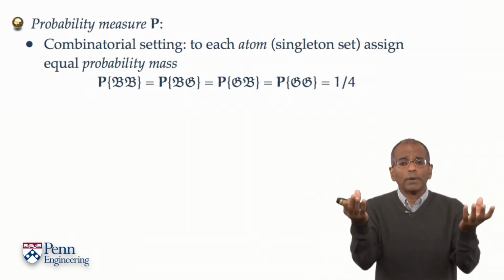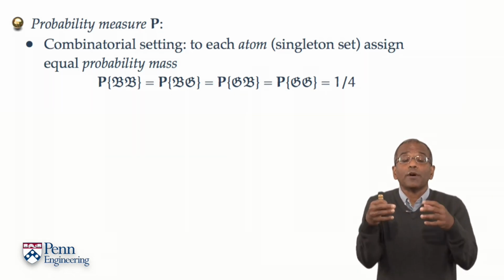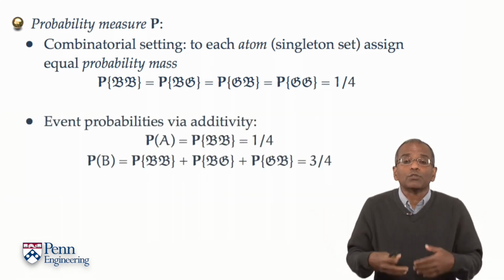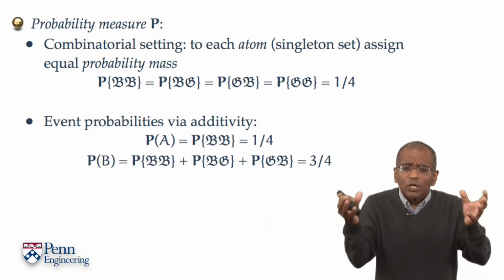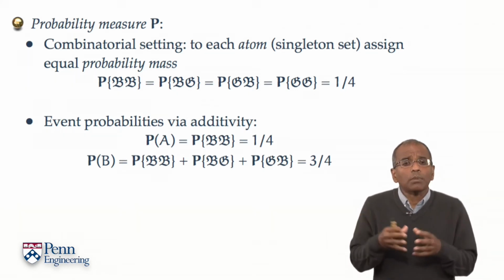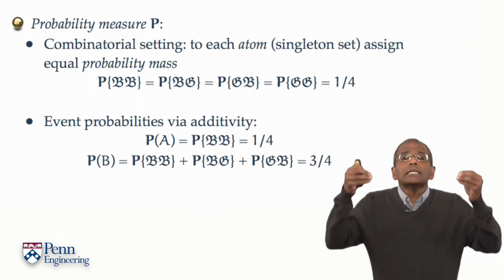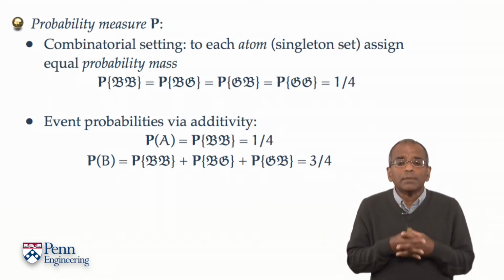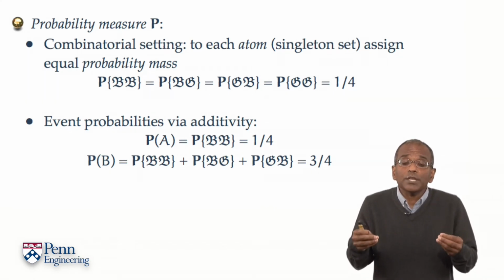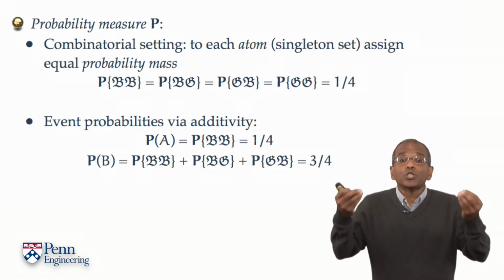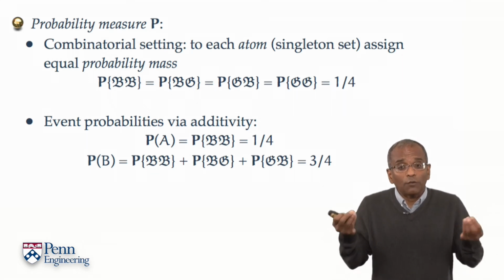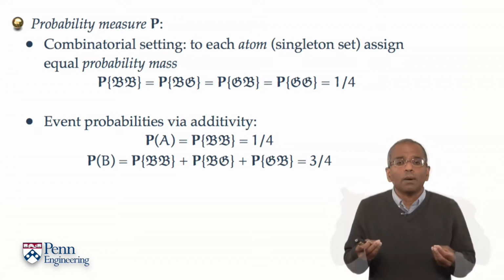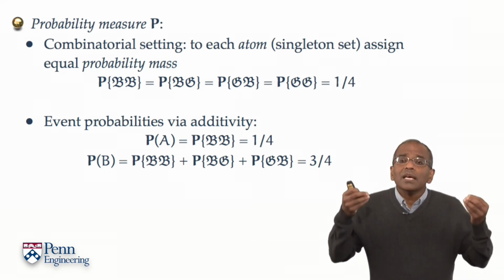The moment we have these atomic probabilities, we can construct the probability for any set whatsoever by simply adding up the probabilities of the constituent atoms. Because this is a combinatorial setting, the resulting probabilities are going to depend only upon the number of elements in your sets and not on what the precise elements are. And therefore, the probability of the event A that both children are boys is simply 1 in 4, and the probability of the event B that there is at least one boy in the family is 3 in 4.